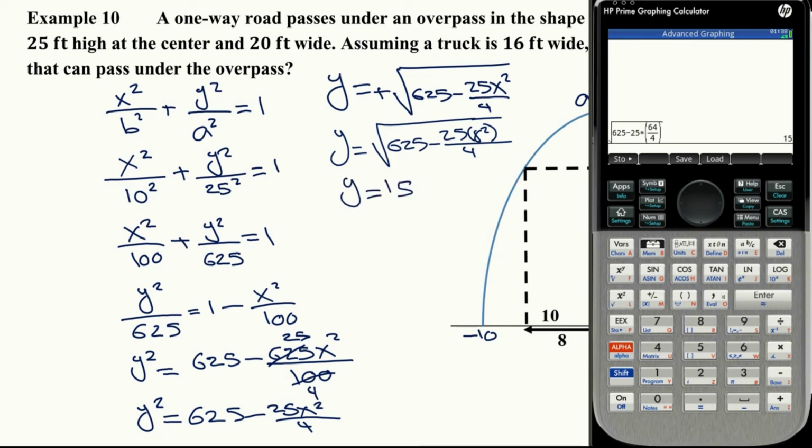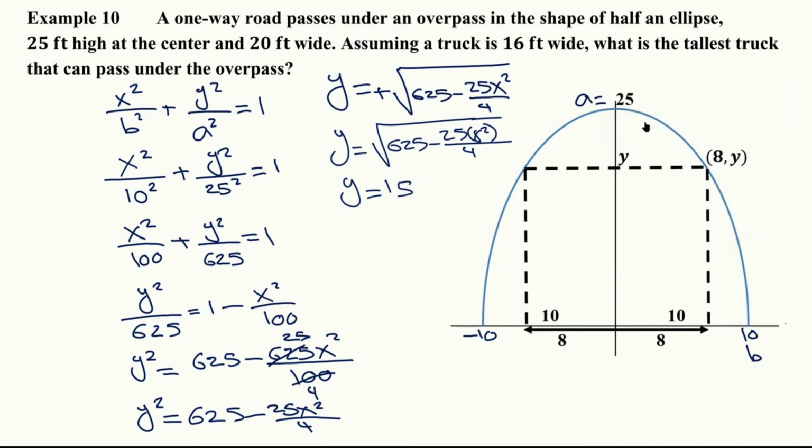So basically, the tallest truck that can pass under should be just slightly under 15 feet, of course, because at 15 feet it will scrape the top of the truck. So we'll want to be just slightly under 15 feet. All right, so that's how you would handle an application like that. So please make sure that you understand that and you can handle that on your own, and then we'll move on.